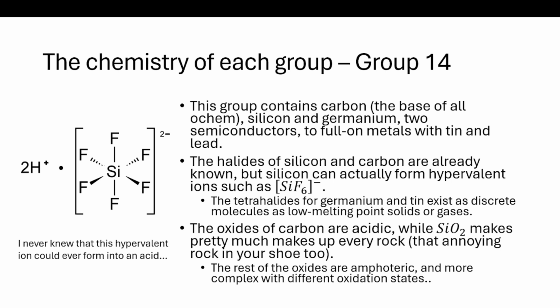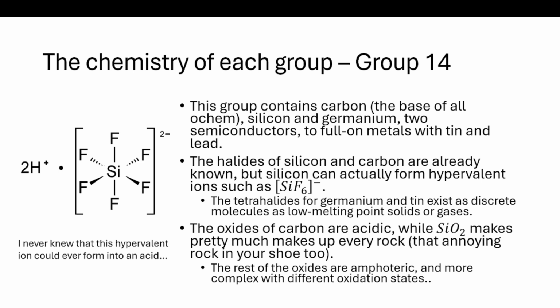Now, going on to group 14, this group has carbon, which is the base of all organic chemistry, silicon, germanium, which are two semiconductors, and the only reason why I'm presenting this to you guys right now, and full-on metals with both tin and lead. Now, the halides of silicon and carbon are actually pretty well known, but silicon can form hypervalent ions that can form into acids somehow.